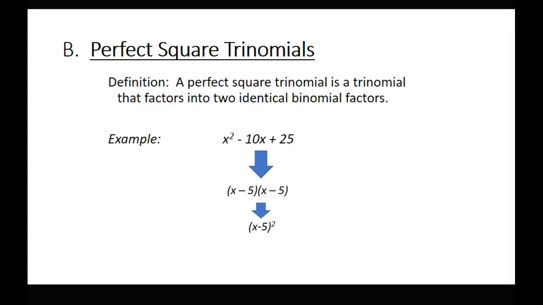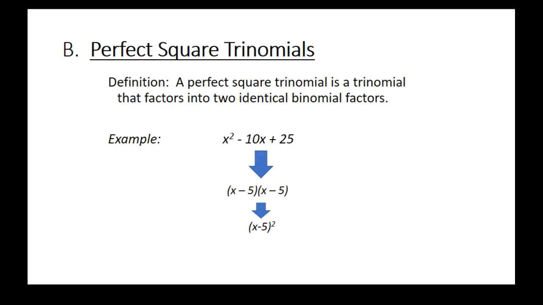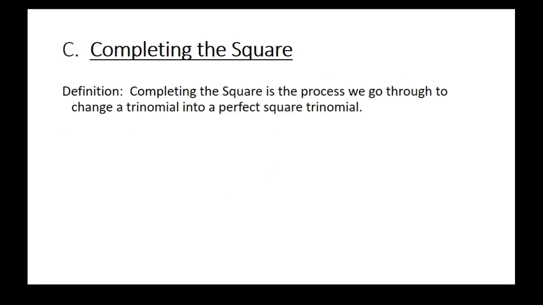Okay, guys, so we talked about this already. A perfect square trinomial is one that factors into two identical binomial factors. Okay? Copy down this slide, please. We'll talk about this slide in a minute. I'm going to come back to that. What I want to do is show you guys a cool little trick about these perfect square trinomials. Okay?